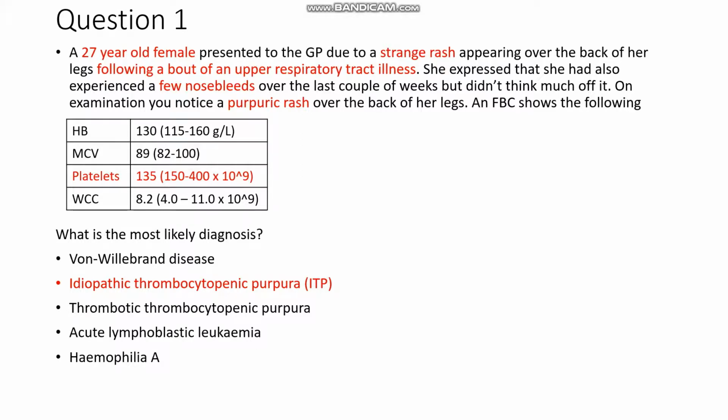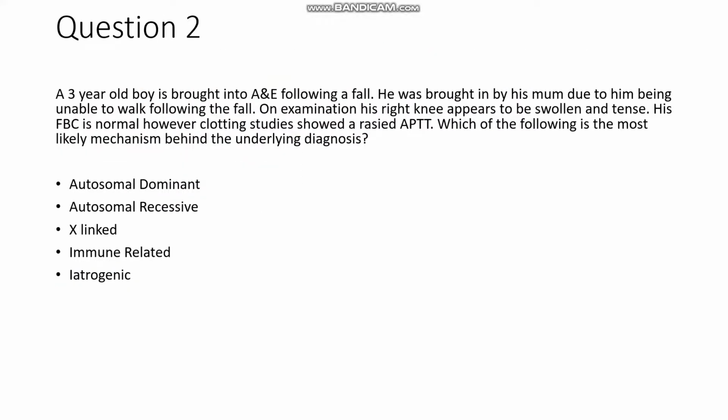Okay, let's move on to question 2. So now we have a 3-year-old boy who's brought into A&E following a fall. He was brought in by his mum due to him being unable to walk after the fall, and he appeared to be in severe pain. On examination, his knee appears to be swollen and tense. His full blood count, however, is normal, and his clotting studies showed a raised APTT. Which of the following is the likely mechanism behind his underlying diagnosis?